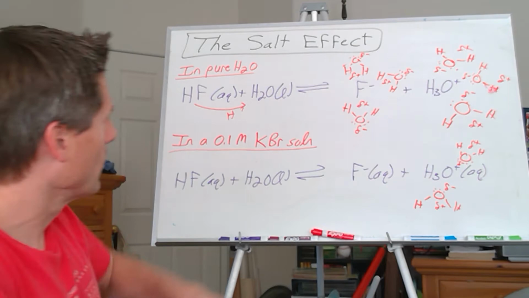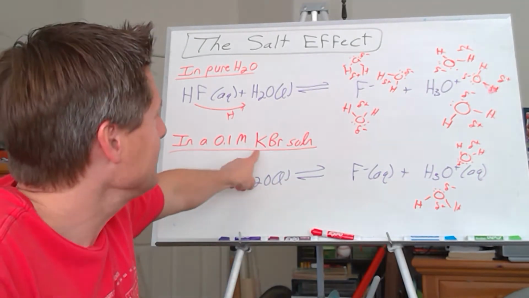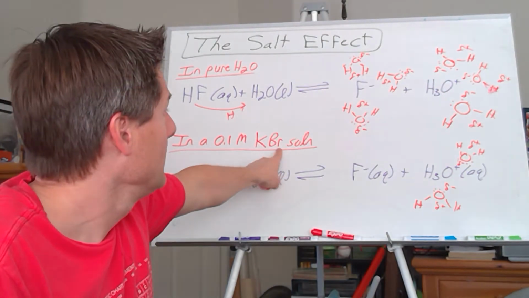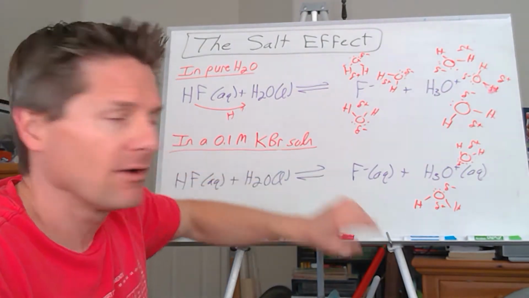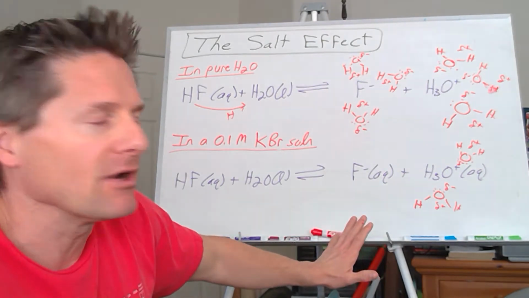But we're also going to have potassium ions and bromide ions. Potassium ions are positive. Bromide ions are negative. They're going to be moving around. They're not part of the equilibrium system. They're not involved in this reaction at all.